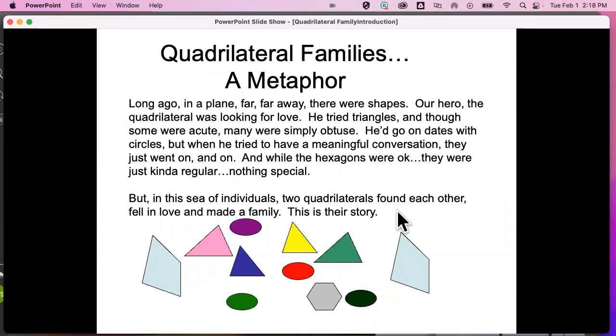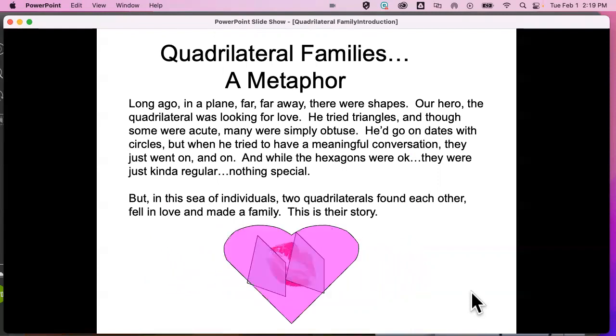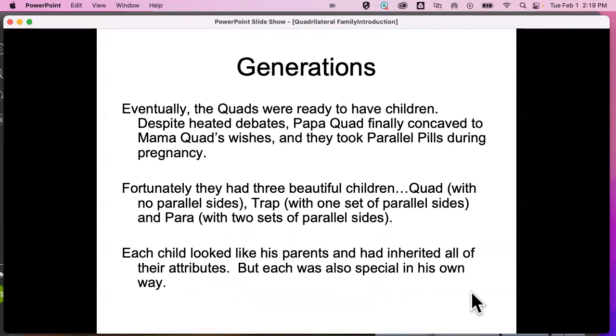So I built a little story for us here to help us remember something. Long ago, in a plane far, far away, there were shapes. Our hero, the quadrilateral, was looking for love. He tried triangles, and although some were cute, many were simply obtuse. He'd go on dates with circles, but when he tried to have a meaningful conversation, they just went on and on. And while hexagons were okay, they were just kind of regular, nothing special. But in this sea of individuals, 2 quadrilaterals found each other, fell in love, made a family, and this is their story. Appropriate for Valentine's Day coming up.